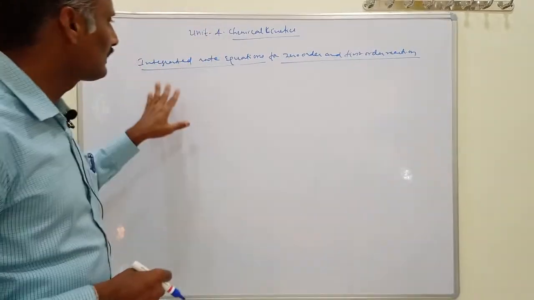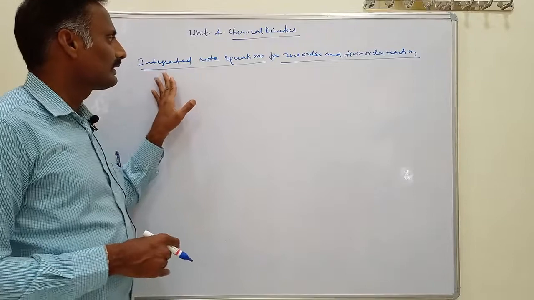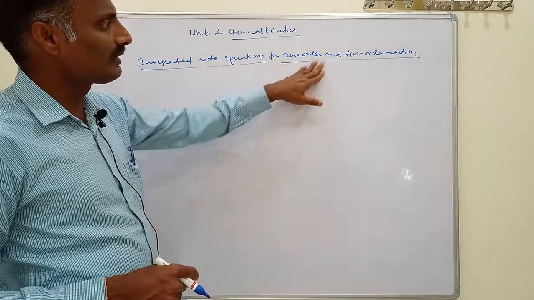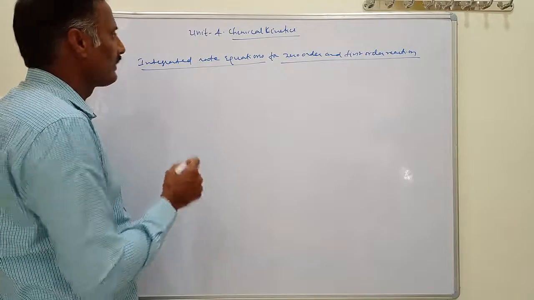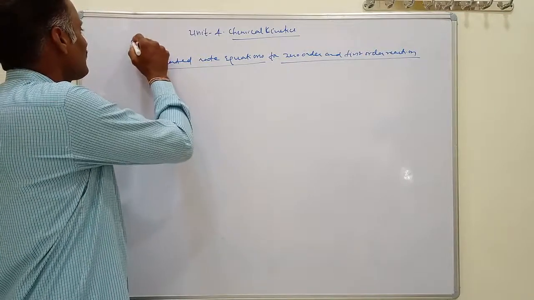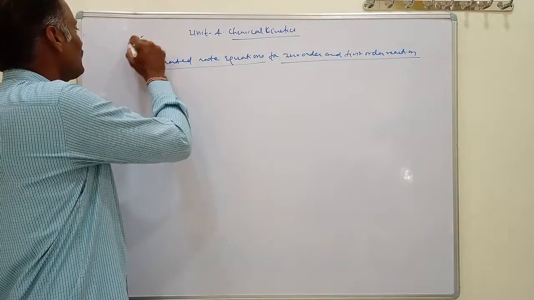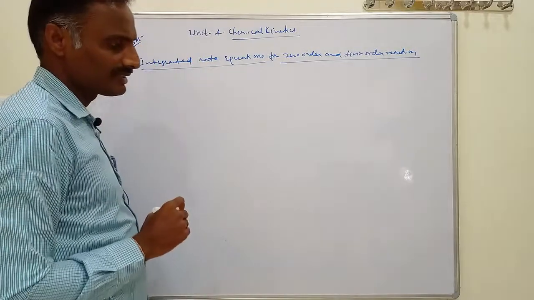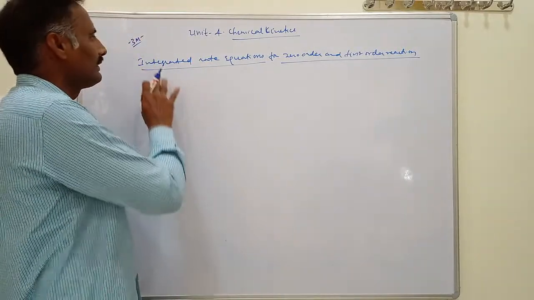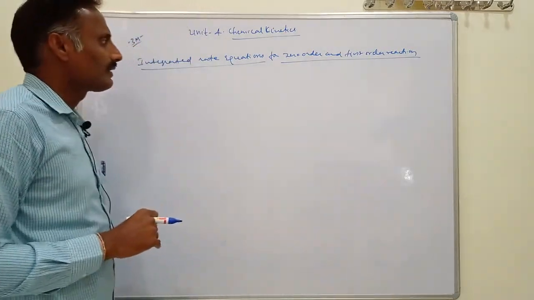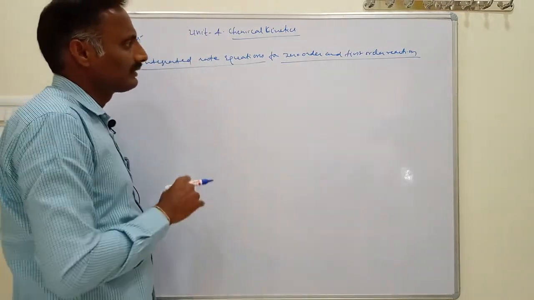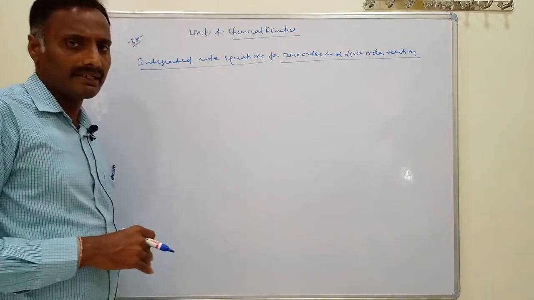In this session we will discuss integrated rate equations for zero order and first order reactions. This is the most important topic in chemical kinetics, and this type of question is asked in PU board examinations as 3 marks questions for derivations. What are the integrated rate equations for zero order and first order reactions, and what is the importance of integrated rate equations when compared to differential rate equations?